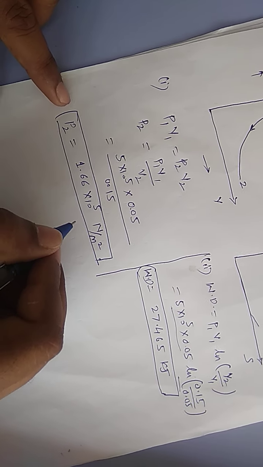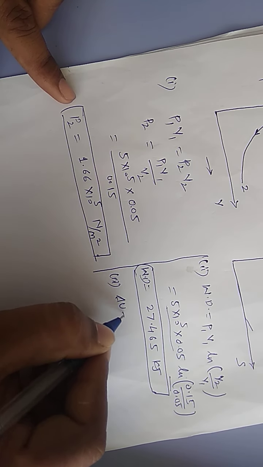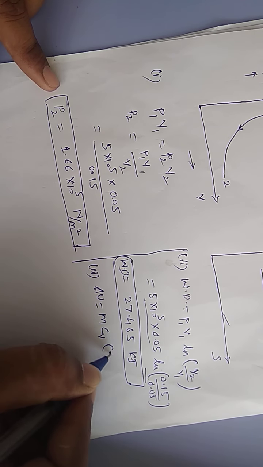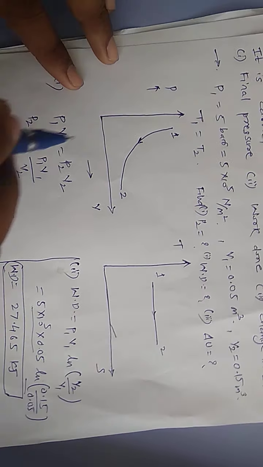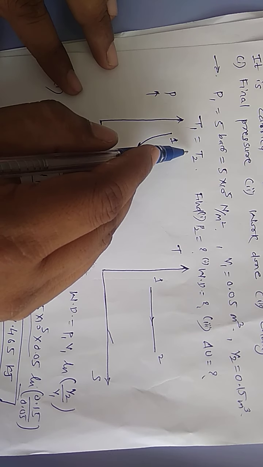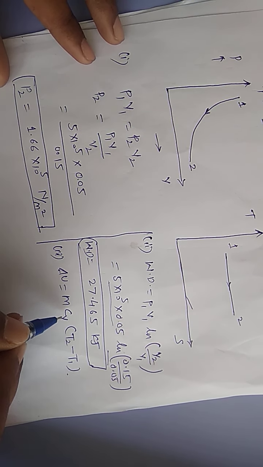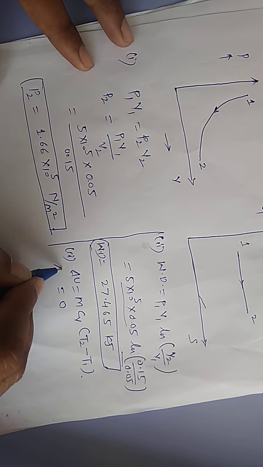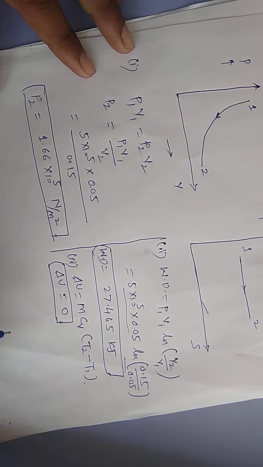Then we find out internal energy. We know the formula for internal energy is m cv delta T, that is T2 minus T1, but here given that T1 is equal to T2, so this term becomes 0, and 0 into m cv is 0, so change in internal energy in isothermal process is 0.